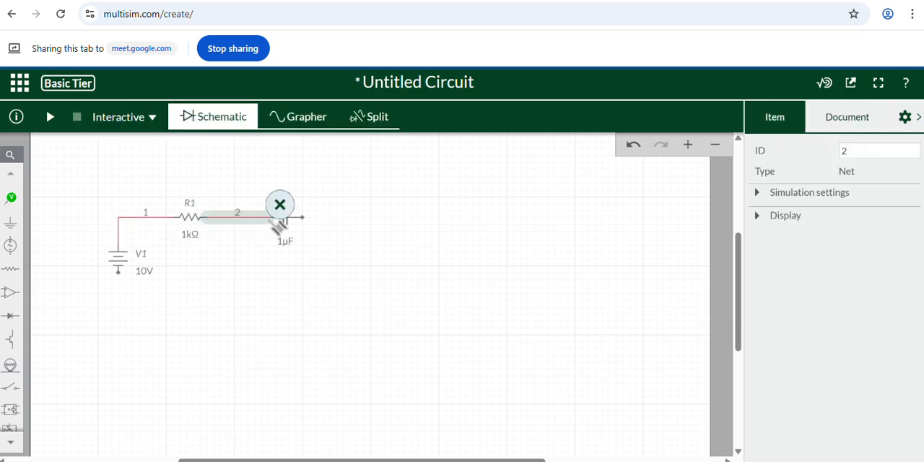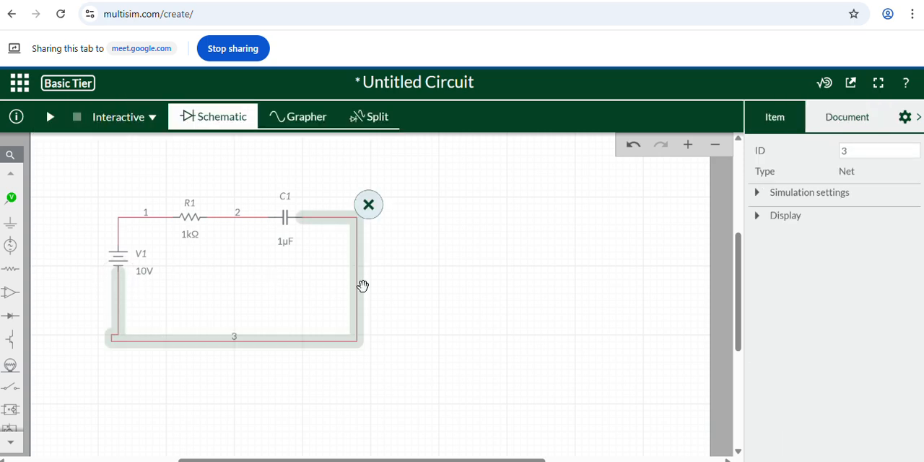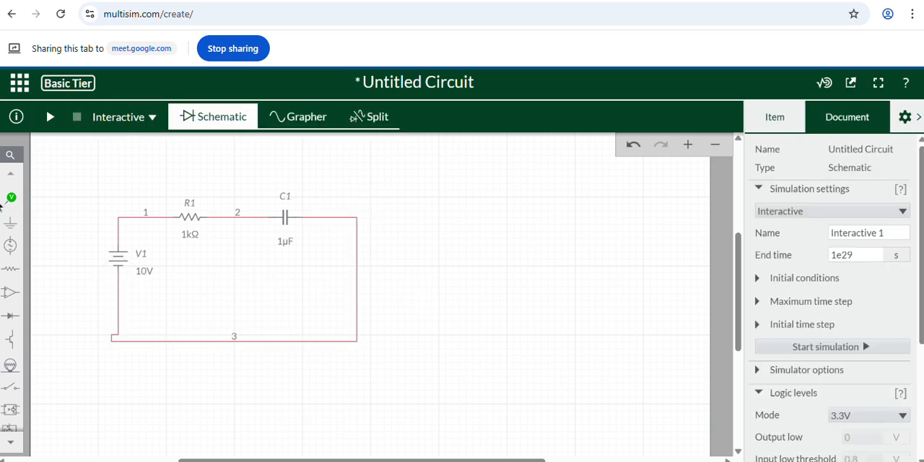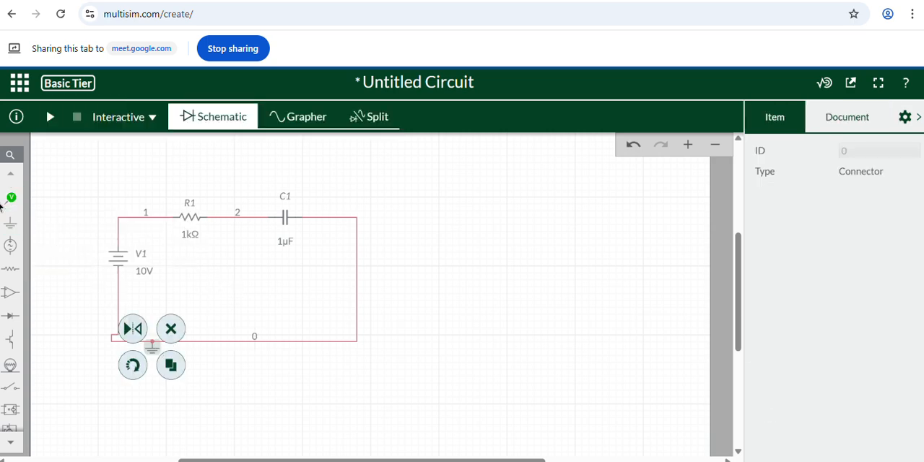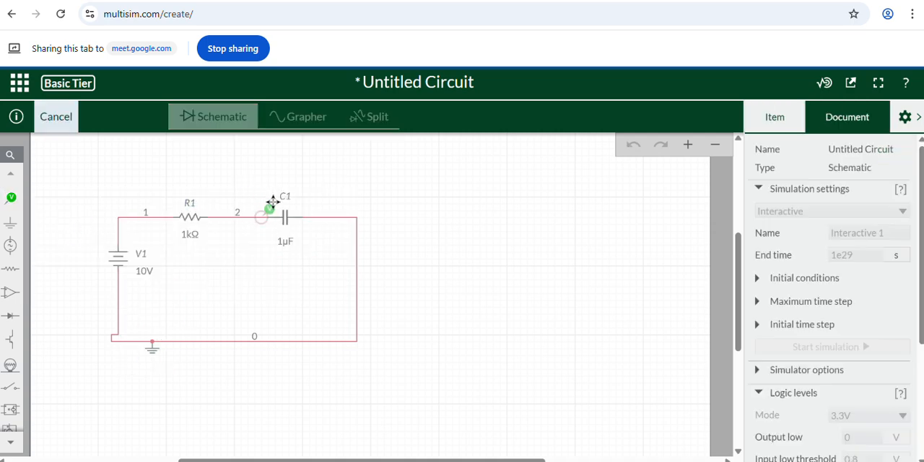So after building the circuit, the circuit is built now. We have to connect a ground on the negative side, and we have to connect a voltage probe at the capacitor, right? Now this is very simple. Now just what we have to do, we have to see it in grapher.